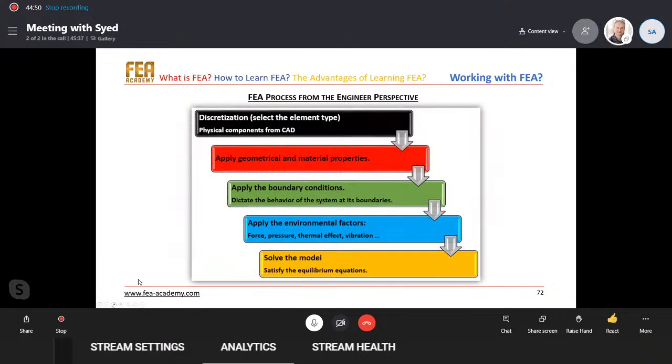So the FEA process from the engineer's perspective has to be understood. When an engineer is working with FEA, he has to follow a basic process. First, he has to start with discretization. It is the selection of the element types and the creation of the meshing on the physical components from the CAD. And then he has to apply geometrical and material properties on the model and apply the boundary conditions, which dictate the behavior of the system at its boundaries.